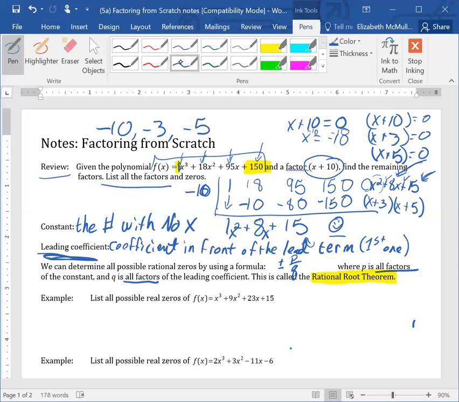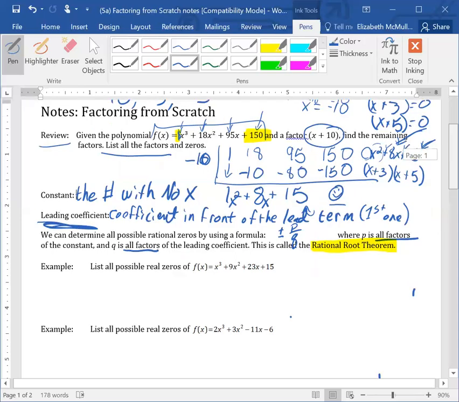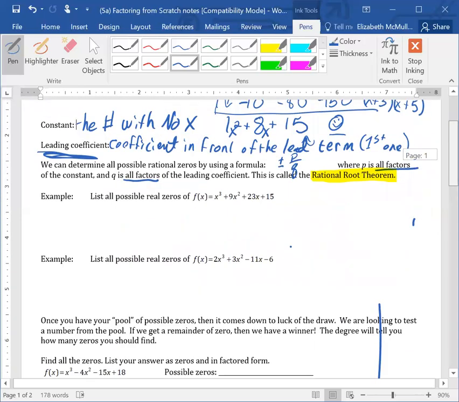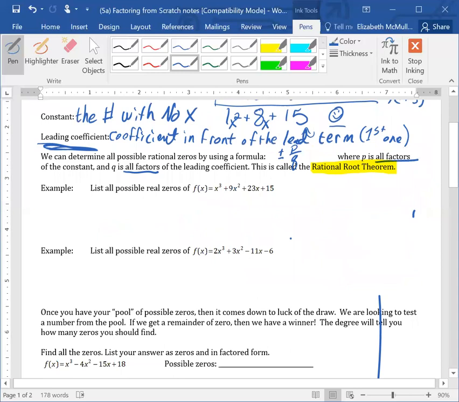So let's look at our very first example. All factors of the constant. So let's find all factors of the constant. These are our p terms. So 15, what are factors of 15? Well, 1 and 15, and 2 doesn't go into it. 3 does, so 3 and 5, and 4 doesn't, so that's it. You erase that little mark there so it doesn't look like you wrote 51.